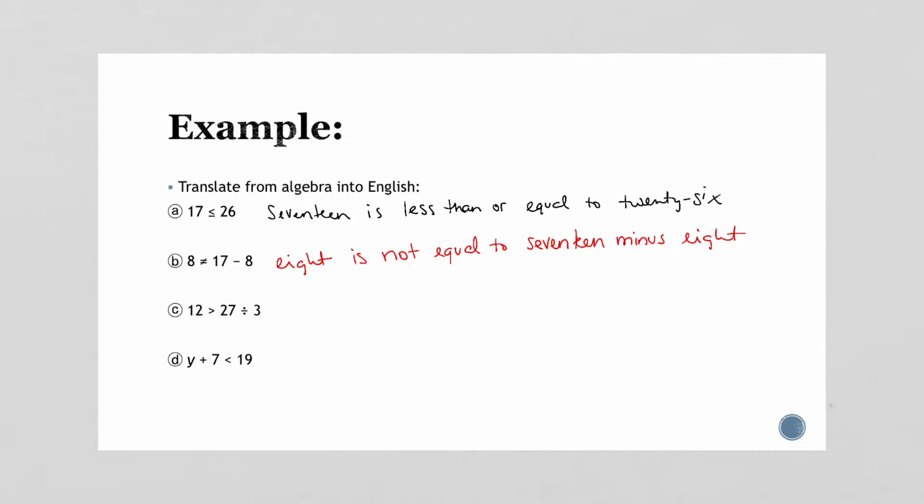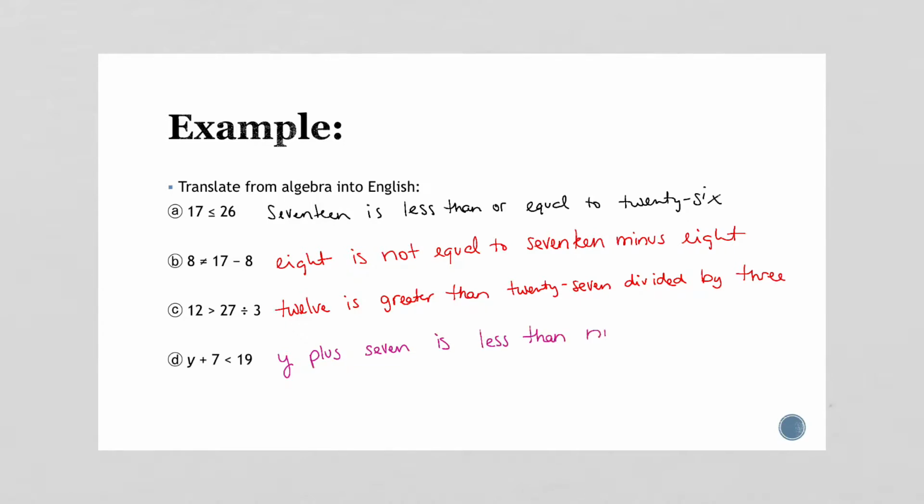Part C, 12 is greater than 27, or you could say the quotient of 27 and 3, or you could simply say 27 divided by 3. And on part D, you can say y plus 7, or you could say the sum of y and 7. Lots of ways to write that correctly. Y plus 7 is less than 19.